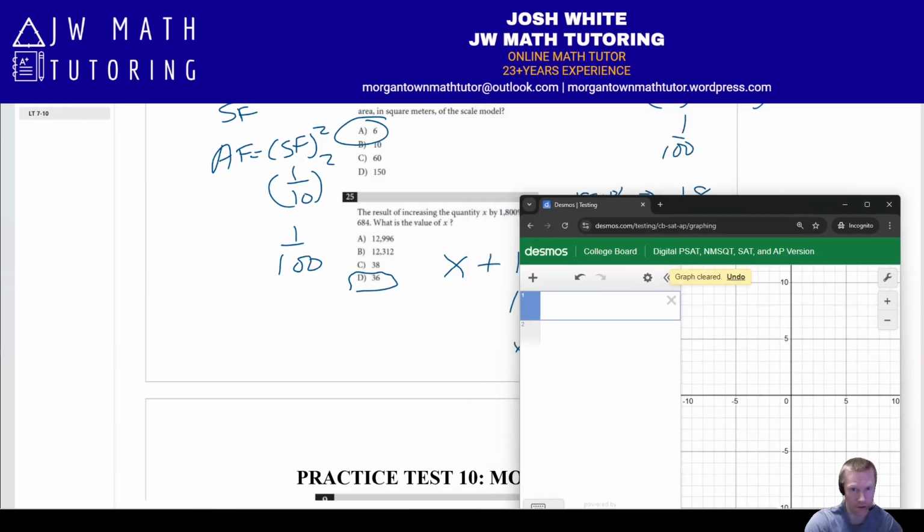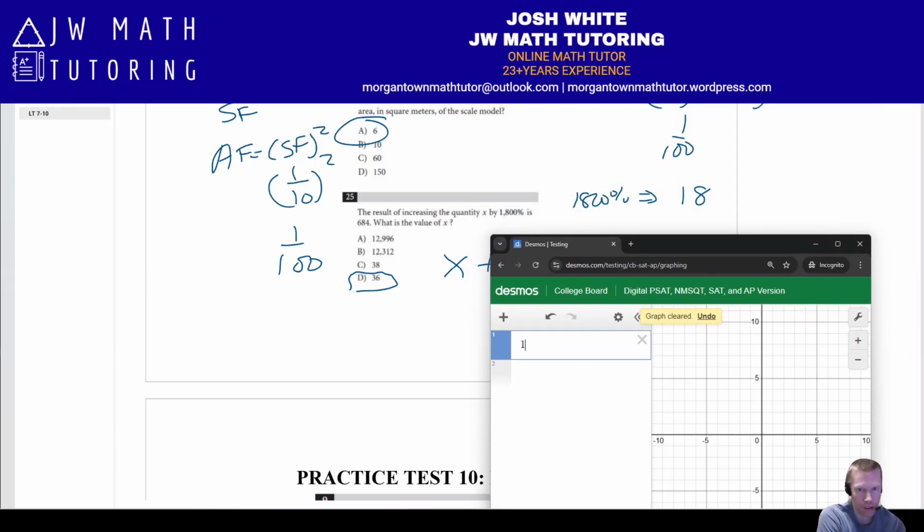Now, you could also back solve this, and by that I mean you start with the answer choices. So like you take 12,996. Okay, and then you take 1800% of 12. Actually, let me see if I can do it this way. I'm not going to use X because X is a defined thing. I'm just going to use A instead.